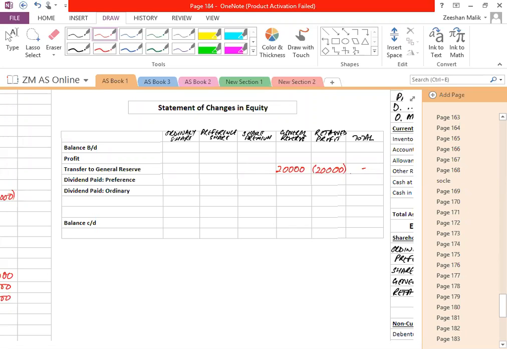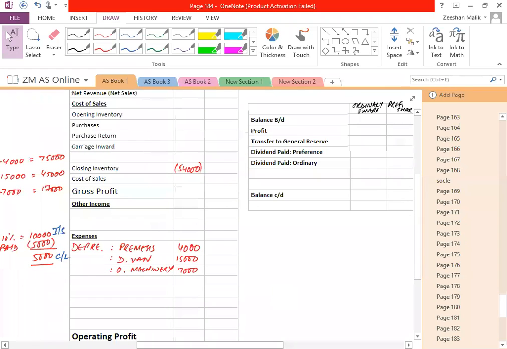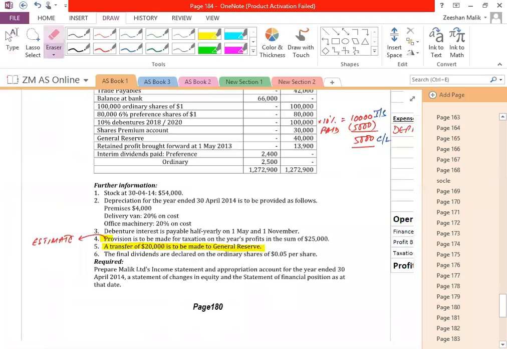Transfer to general reserve, there is no impact on the total. Here we go for the next one. A final dividend declared. Oh, not paid, not recorded, not paid, not recorded.